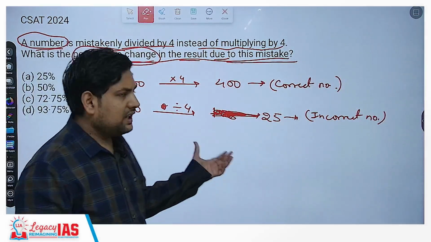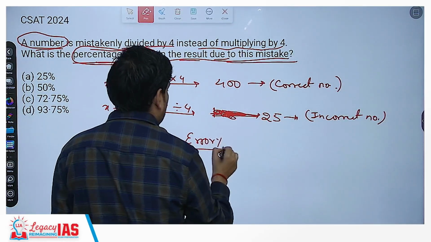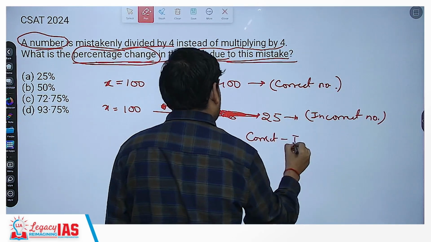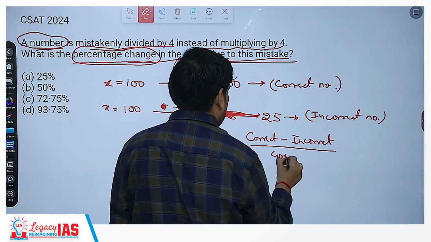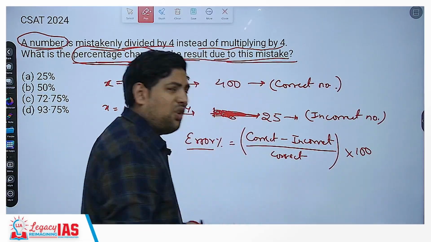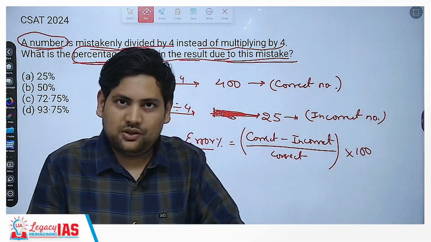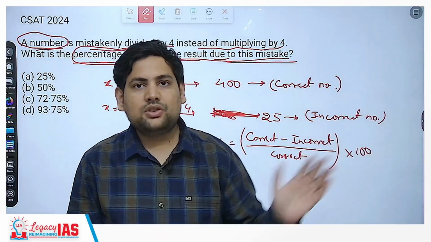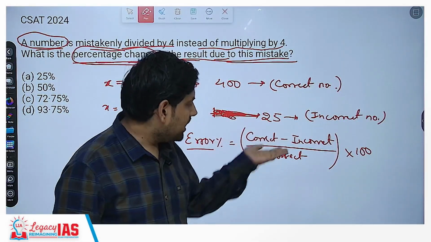Now, whenever you are calculating error percent or anything like this, it is always correct minus incorrect upon correct into 100. That is, you always calculate error in terms of what would have been the correct value. Correct? Because that becomes your base. From that you see how much wrong you have done. Now this you can remember. So correct minus incorrect upon correct.